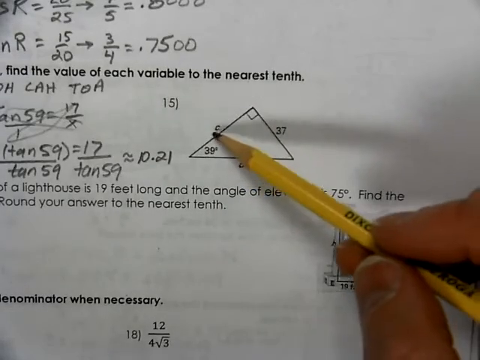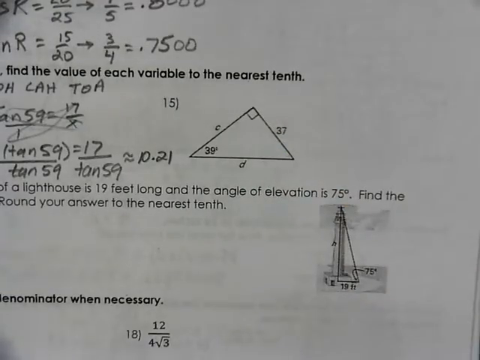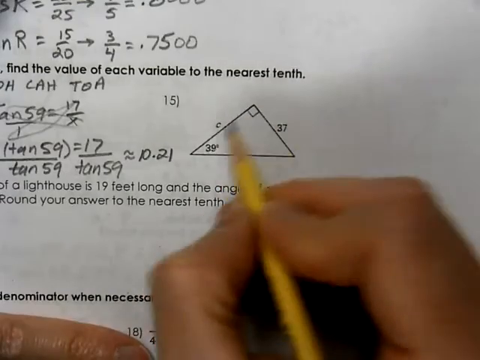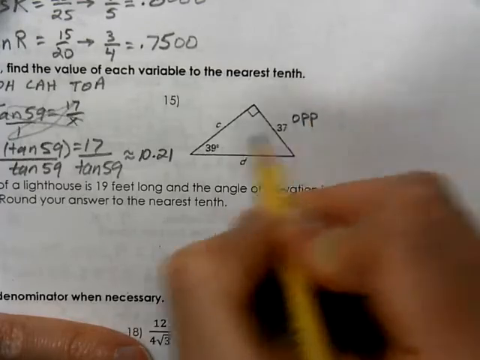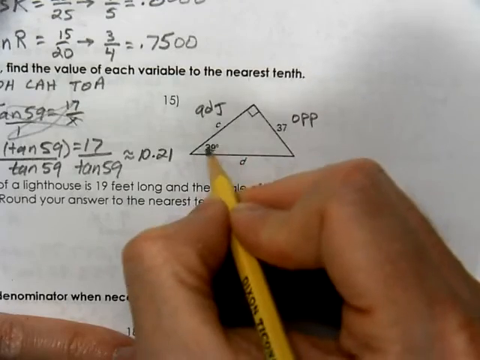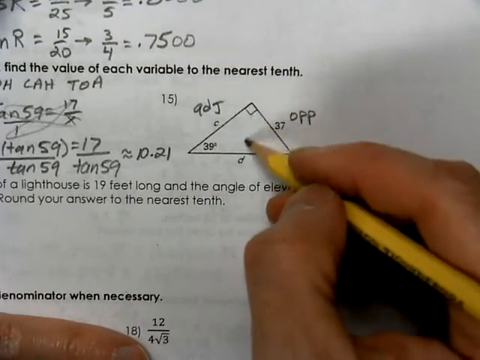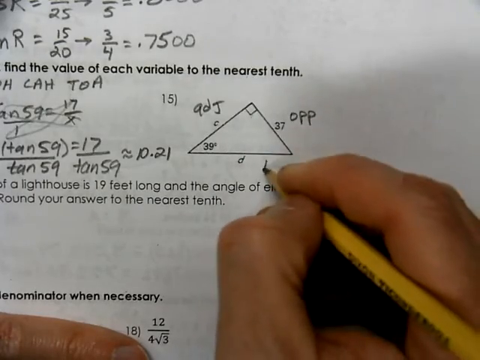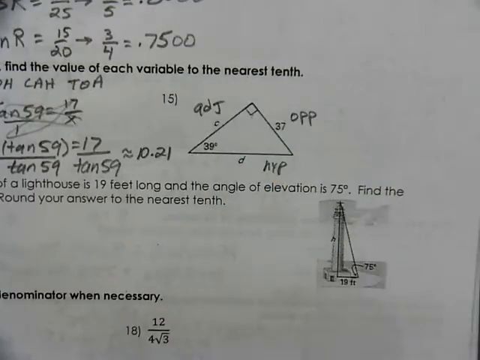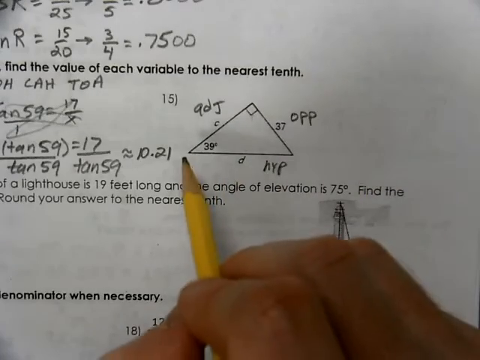Here we're going to find both side C and side D. We're going to have to find them one at a time. From the 39, across from it would be the opposite side. The other leg next to it is going to be called the adjacent side. And of course, across from the 90 is known as the hypotenuse. So you can either solve for C or D. Doesn't matter which one you solve for first. Let's go alphabetical. So C.